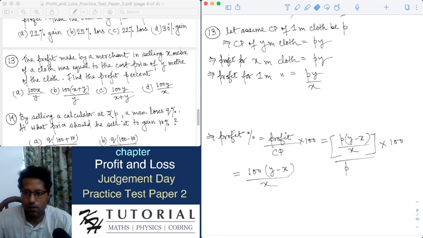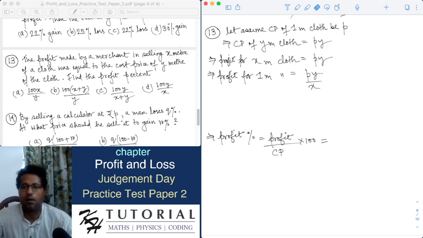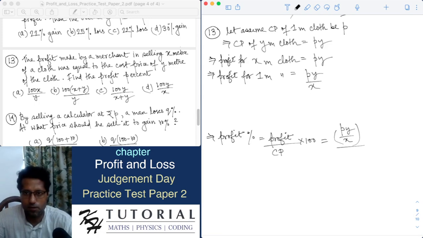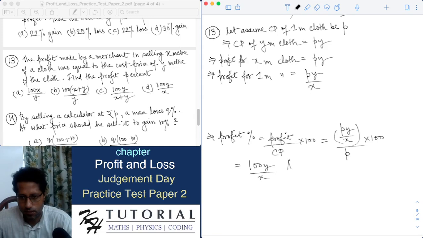This will be equal to profit, which is Py by X, divided by CP. CP is the cost price of 1 meter cloth, that is P into 100. P cancels out. This is 100 by X. So the answer is choice D. D is the correct choice.